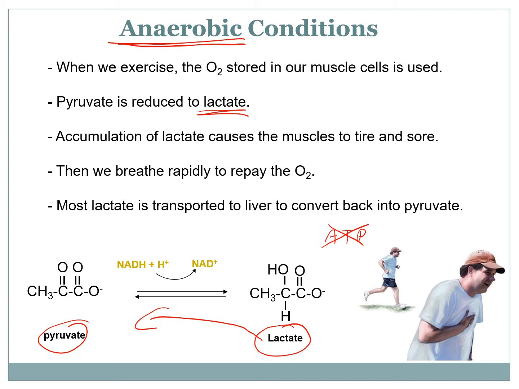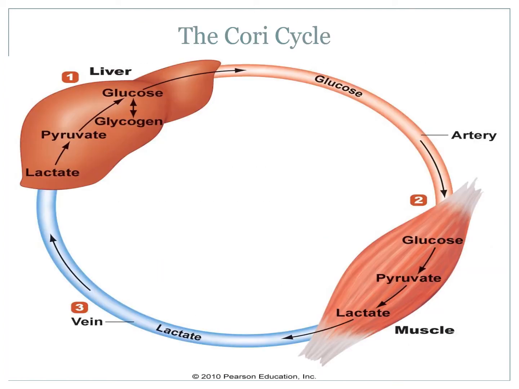So this is known as the Cori cycle. This is a very simple representation of what happens in your body when you're using anaerobic conditions in order to produce energy. From the liver, we know it produces glucose. Glucose goes to the muscle. Muscle, as we just figured out in glycolysis, produces pyruvate.